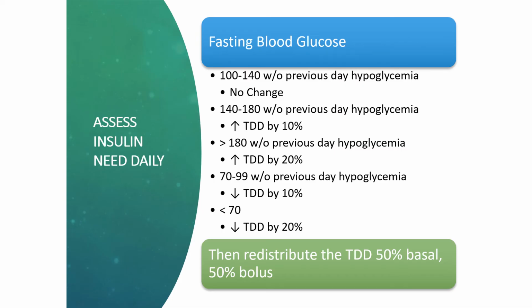With this said, there are a few rules that you should remember when assessing their insulin need daily. If their fasting blood sugar is 100 to 140 without any previous hypoglycemia in the past day, then you don't have to make any changes. Whereas if it's 140 to 180, and I'm talking just their fasting blood glucose, so this is more than likely that AM blood glucose, without any previous hypoglycemia, then you probably need to go up by 10%. If it's greater than 180, you need to go up by 20%. If it's decreased between 70 and 100, you probably go down by 10%. And if it's less than 70, which is considered hypoglycemia, then you go down by 20%.